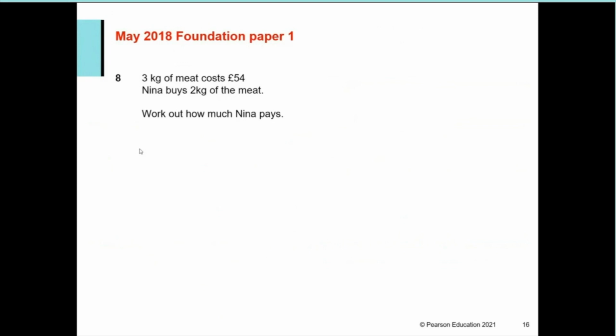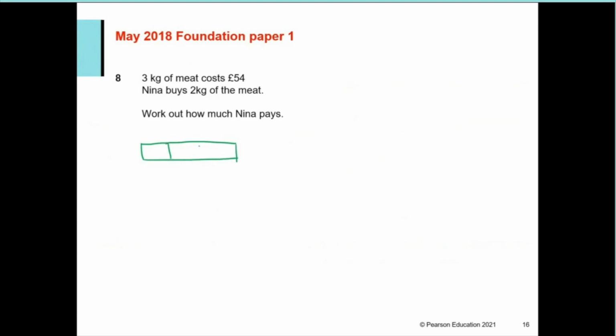Right, so if we go back to this one then. Just starting off with a foundation paper question. That proportional reasoning, 3 kilograms of meat costs £54. Nina buys 2 kilograms of meat, work out how much Nina pays. And again, students get themselves in a bit of a muddle with this kind of question. Even though the numbers actually look like they should be quite nice, it looks like they shouldn't be too difficult.